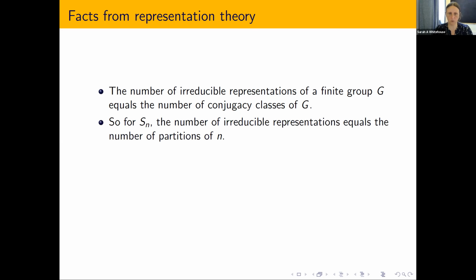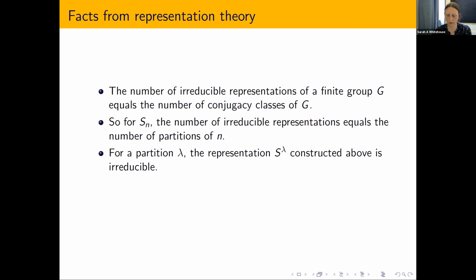So remember, we saw that at the beginning. We saw that two permutations are conjugate if and only if they have the same cycle type, and we could record the cycle types using partitions. So we had conjugacy classes in bijection with partitions. So the number of irreducible representations is equal to the number of partitions.